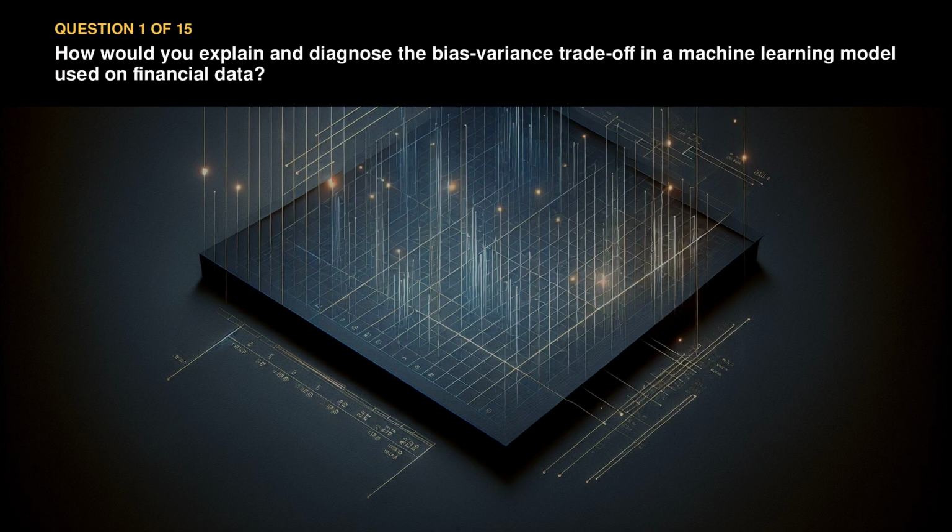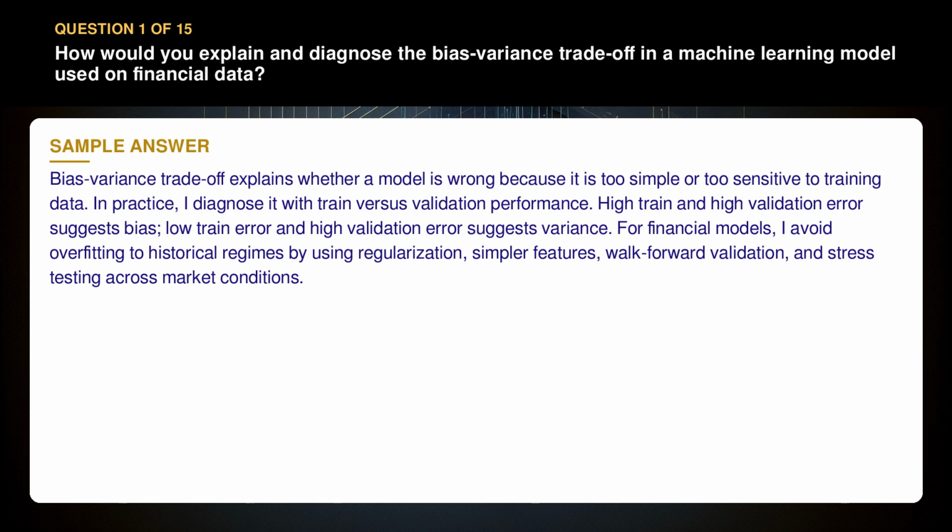Question 1. How would you explain and diagnose the bias-variance trade-off in a machine learning model used on financial data? The bias-variance trade-off explains whether a model is wrong because it is too simple or too sensitive to training data. In practice, I diagnose it with train versus validation performance. High train and high validation error suggests bias. Low train error and high validation error suggests variance.